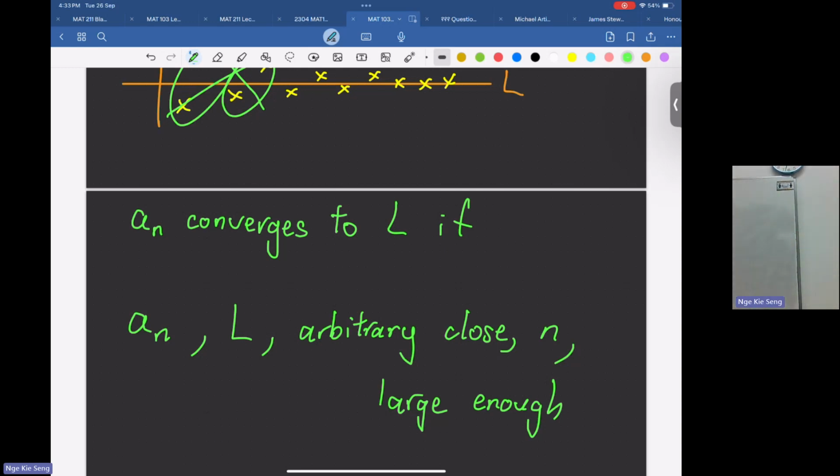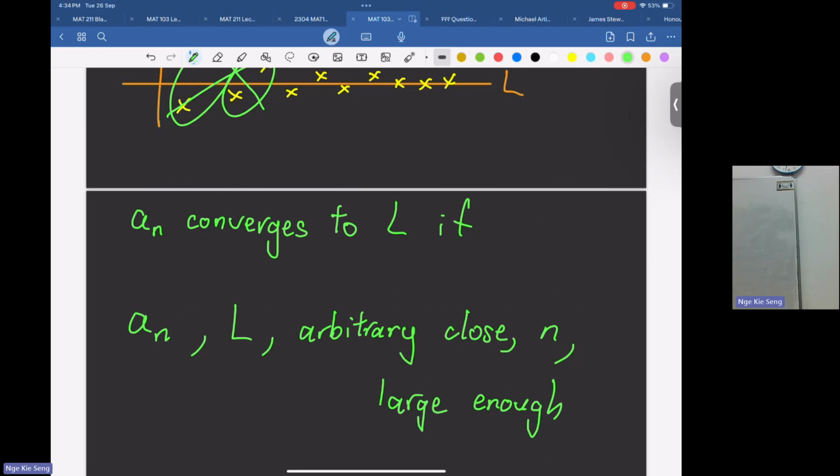Get this slide. So a_n converges to L if a_n gets arbitrarily close to L when n is large enough. So what does it mean by n is large enough? It means it is at the tail of the sequence, at the back. We only care about the tail of the sequence. At the front, what happened we don't care. Finitely many terms at the front, even if it jumps no matter how crazy, we don't care. What we care about is the tail. It doesn't end because it goes to infinity, but the tail of the sequence matters.